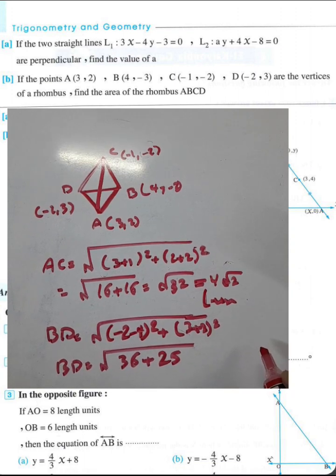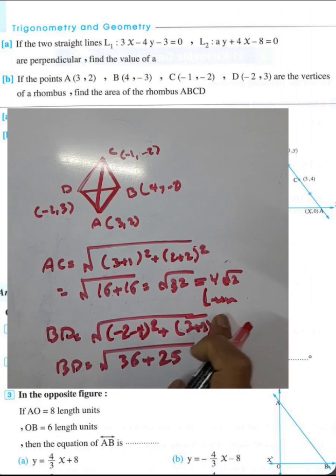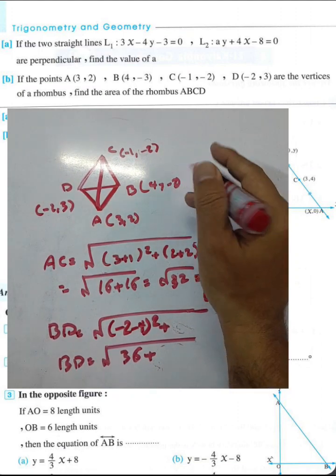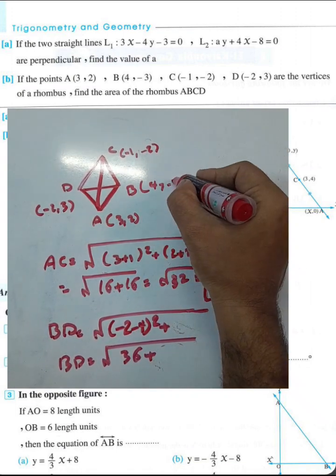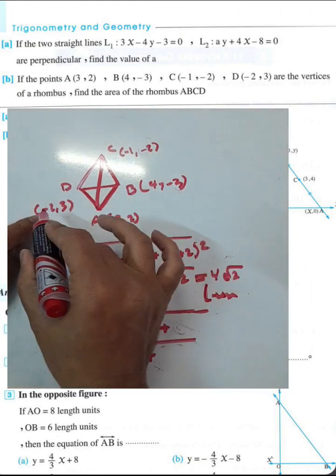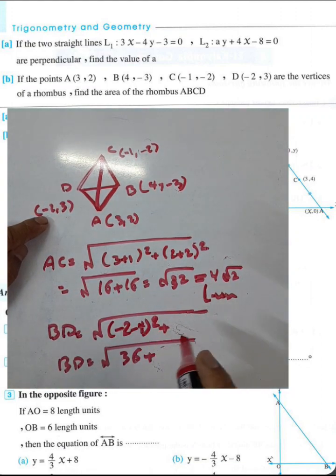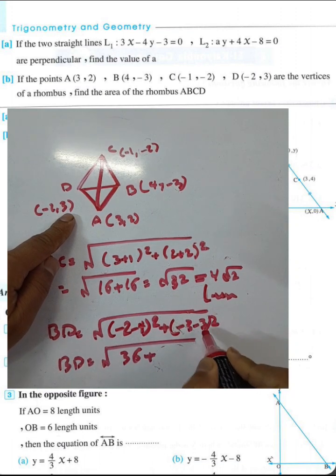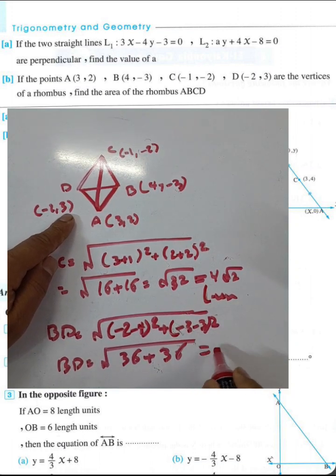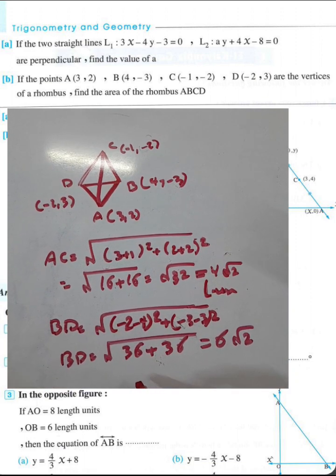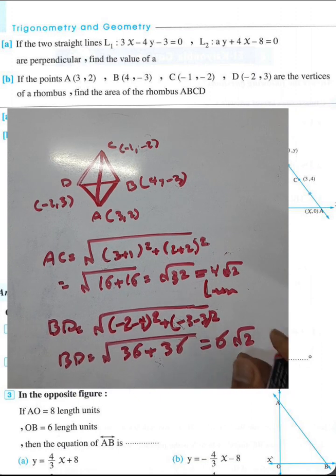Okay, you have here 36, and the coordinates of B are 4 and -3, and D is -2 and 3. Okay, again, 4 minus -2 will be 4 plus 2, power 2, it will be 6, 6 power 2 is 36, and -3 minus 3, all power 2, it will be -6 power 2, 36. The result will be 6 root 2, because 36 plus 36 equals the square root of 36 times 2. The result will be 6 root 2 length units.